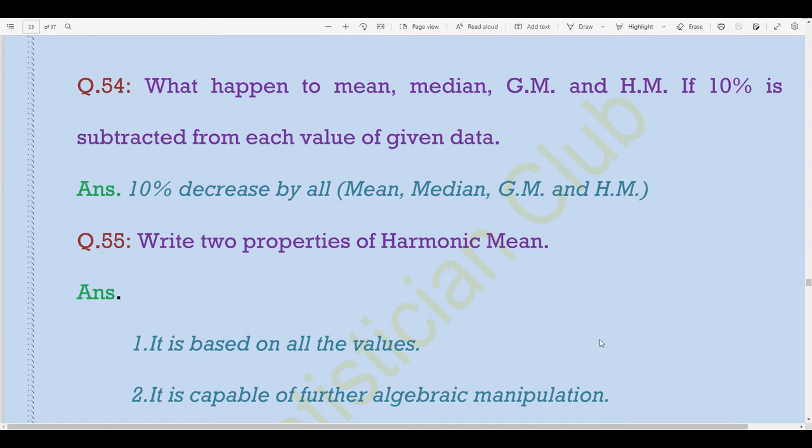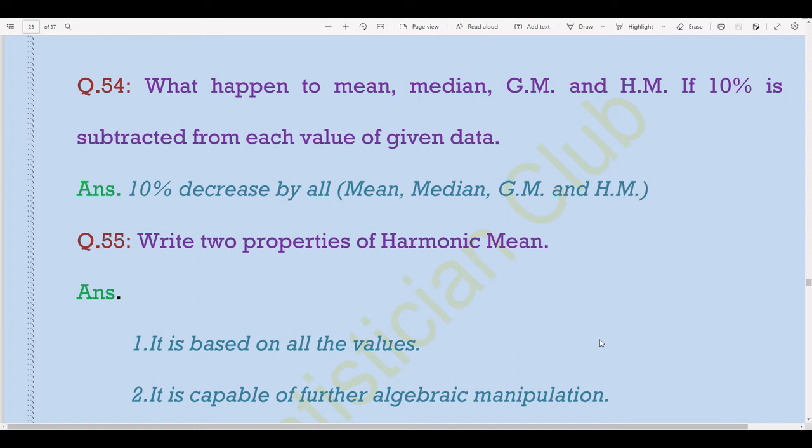Question number 54. What happened to mean, median, geometric mean and harmonic mean if 10% is subtracted from each value of the given data? We read it in the fourth property of arithmetic mean, as we read in the previous question.